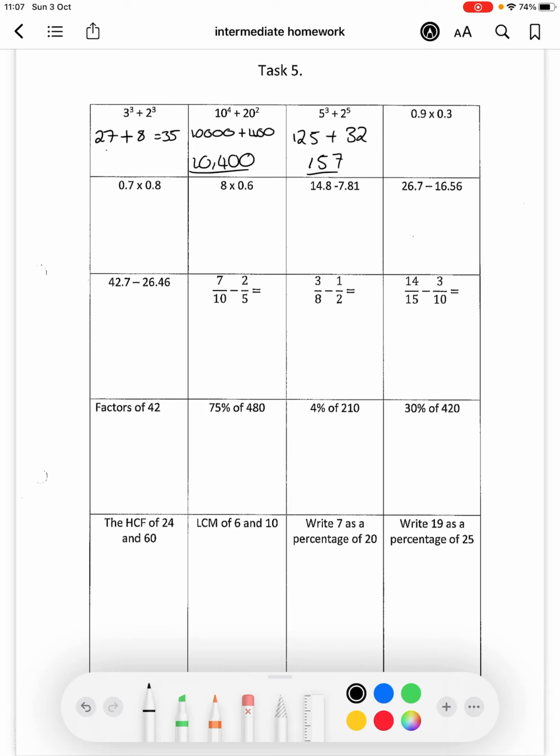Next one, we got 0.9 times 0.3, just 9 times 3 is 27. We need to put our decimal back in, 2 numbers after the decimal in my question, so 2 numbers after the decimal in my answer, so it's 0.27.